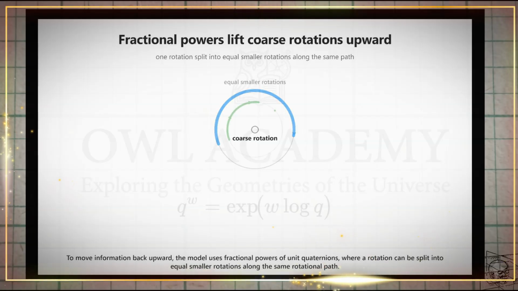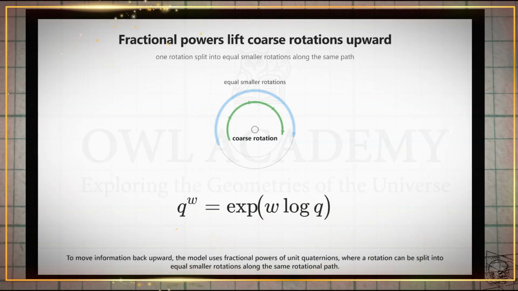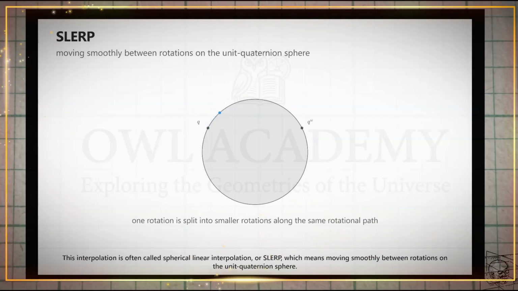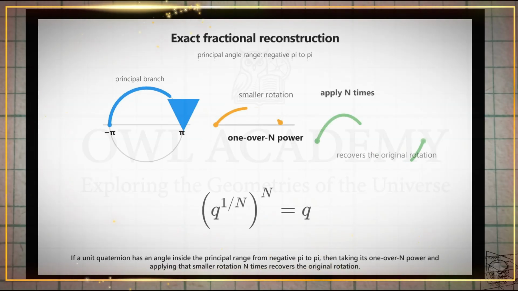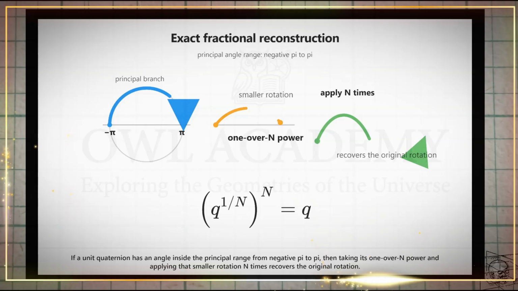To move information back upward, the model uses fractional powers of unit quaternions, where a rotation can be split into equal smaller rotations along the same rotational path. This interpolation is often called spherical linear interpolation, or SLERP, which means moving smoothly between rotations on the unit quaternion sphere. If a unit quaternion has an angle inside the principal range from -pi to pi, then taking its 1/n power and applying that smaller rotation n times recovers the original rotation.